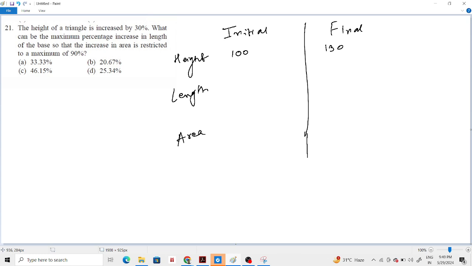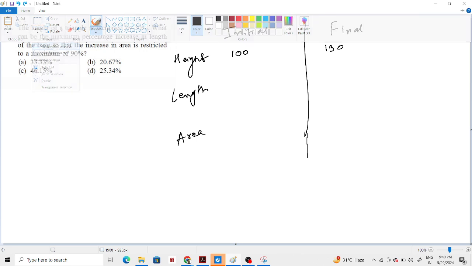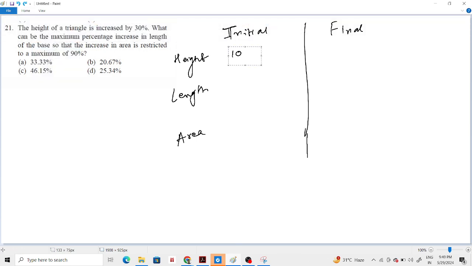What can be the maximum percentage increase in length? But the thing is that here there are two unknowns, both height as well as length, and the area is dependent on that, so it's better to do it with x and y. Height is x, so x plus 30% of x, that is 13x by 10. Now length, keep it as L1, L2. Area is x L1.